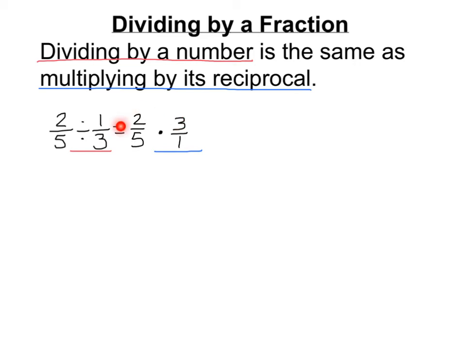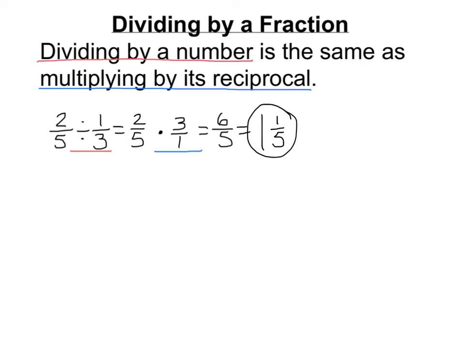Now I have a multiplication problem, which with fractions multiplication problems are very easy. We just multiply across. So 2 times 3 is 6, 5 times 1 is 5, and then we just need to check to see if we can reduce. We can't reduce. We also need to check to see if we can change this into a mixed number. This time we can. 5 does go into 6 1 full time with 1/5 left over. And so the answer, 1 1/5.